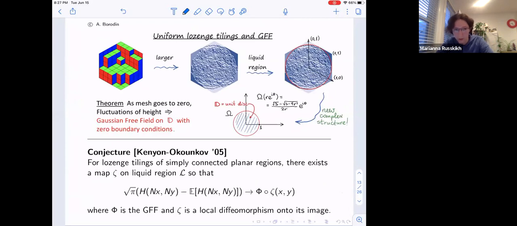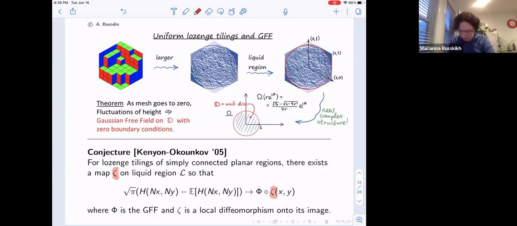Here is a conjecture made by Kenyon-Okounkov. And the statement of the conjecture is the following. For lozenge tilings, actually more generally for the dimer model on biperiodic bipartite planar graphs, there exists a map on a liquid region such that the fluctuations of the height function converge to the Gaussian free field in this new conformal structure.